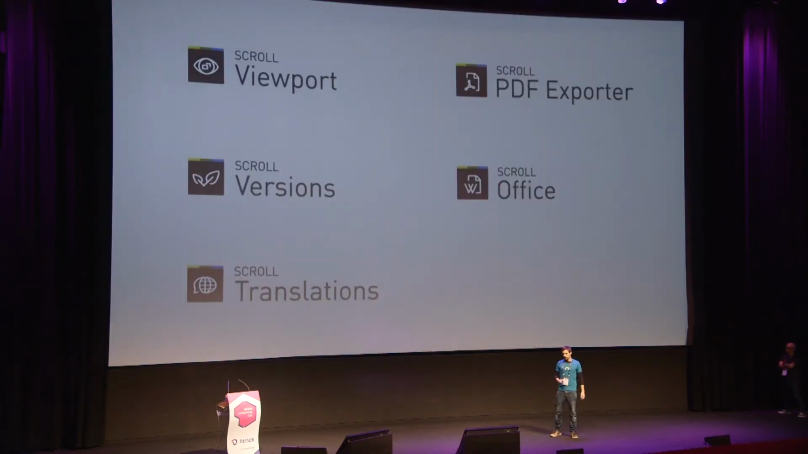And so we've now seen a couple of help centers, and you see that you can style them really differently and as you like. And all you need is Confluence, Scroll Viewport for rendering the content, and if you want, Scroll Versions and Scroll Translations to manage the content in the background. And we also have the Scroll Exporters to export your content into different file formats.